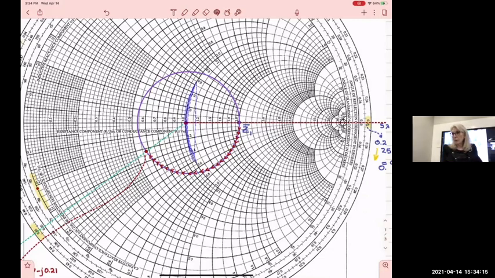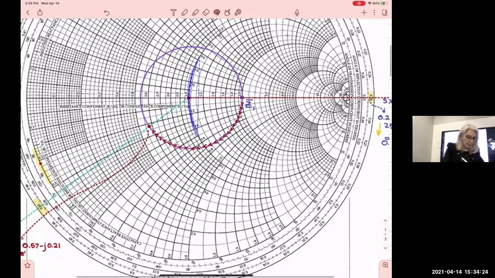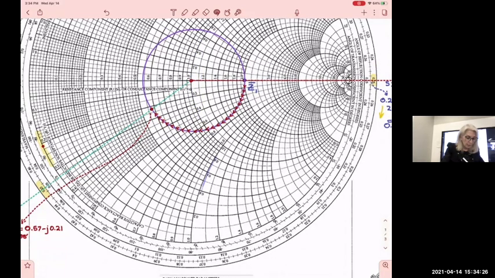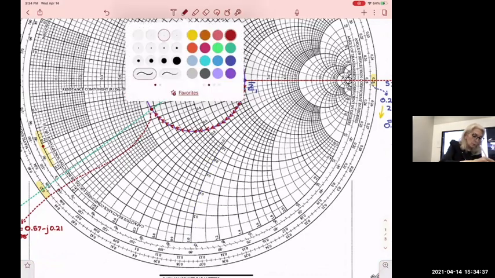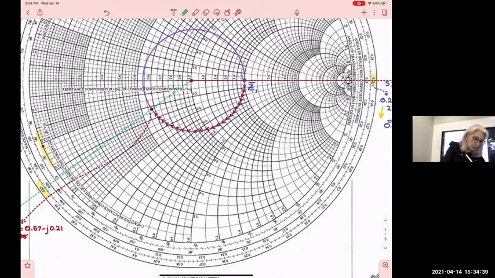That gives real part of 1. So my point is somewhere there on this circle. And then it's minus J1. The reactive part that gives minus J is this one. All right. So my point practically is, I will put it green. My point is this one.